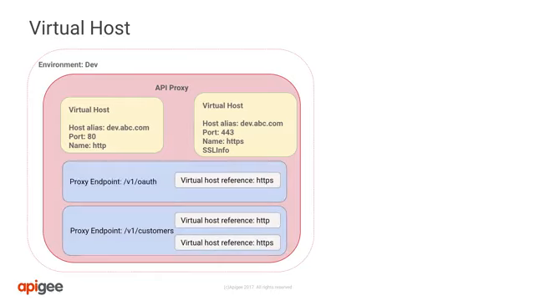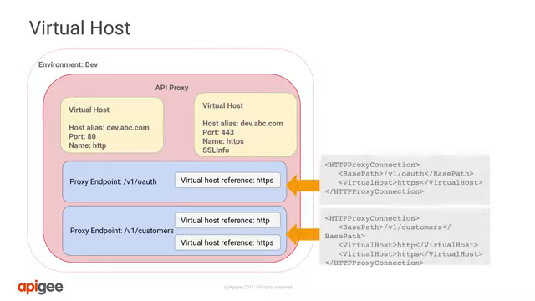An environment can contain multiple virtual hosts, and a proxy is configured to listen on one or more virtual hosts in its proxy endpoint configuration. In this example, the OAuth proxy is configured to listen only on the HTTPS virtual host, whereas the customer proxy is configured on both HTTP and HTTPS.